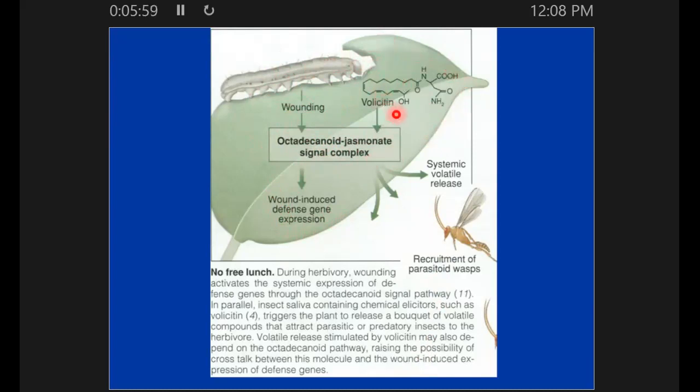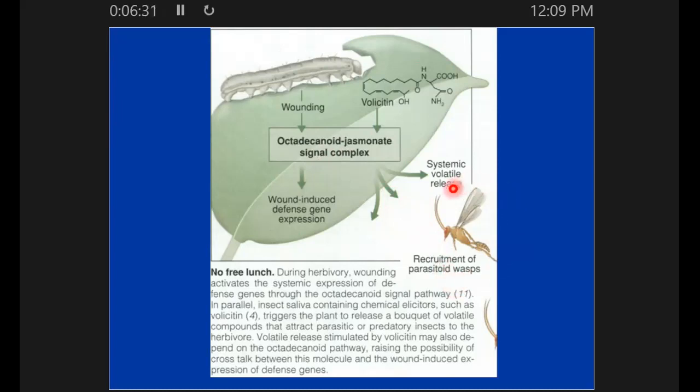Volicitin is one of the chemicals that is actually in the saliva of the insect that the plant is cueing in on. And so here it is causing, what you're seeing here is jasmonic acid. That hormone starts to get upregulated. It kicks in a signal transduction pathway that actually gets the plant to release volatiles to attract a parasitoid wasp.